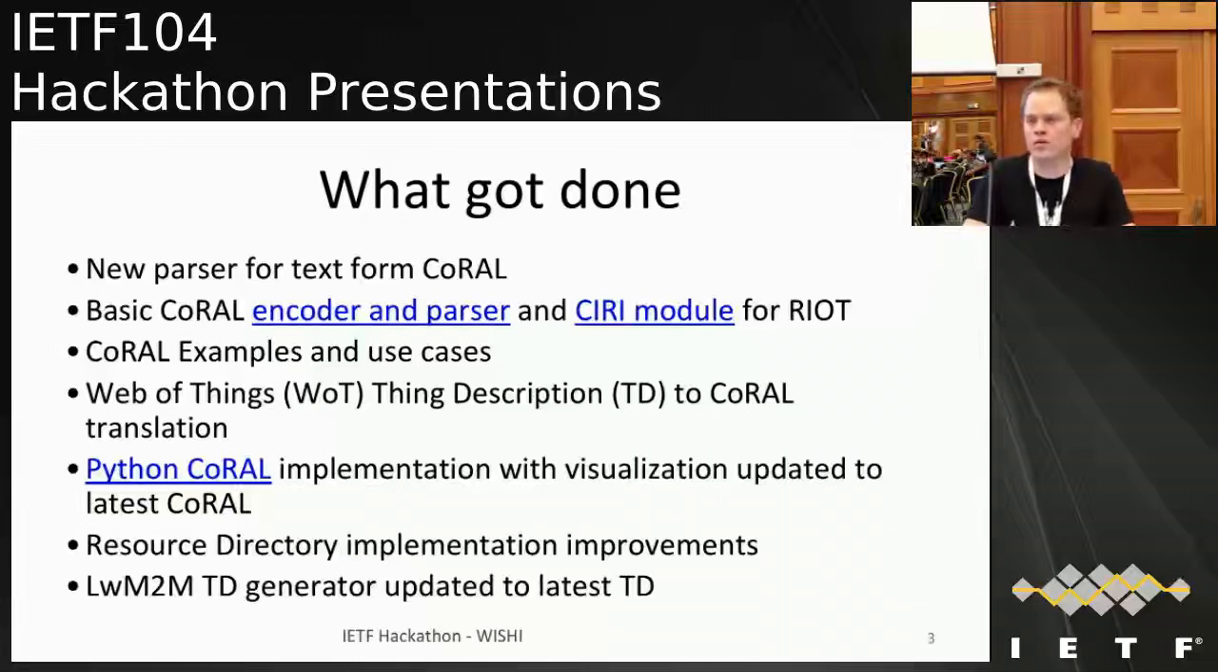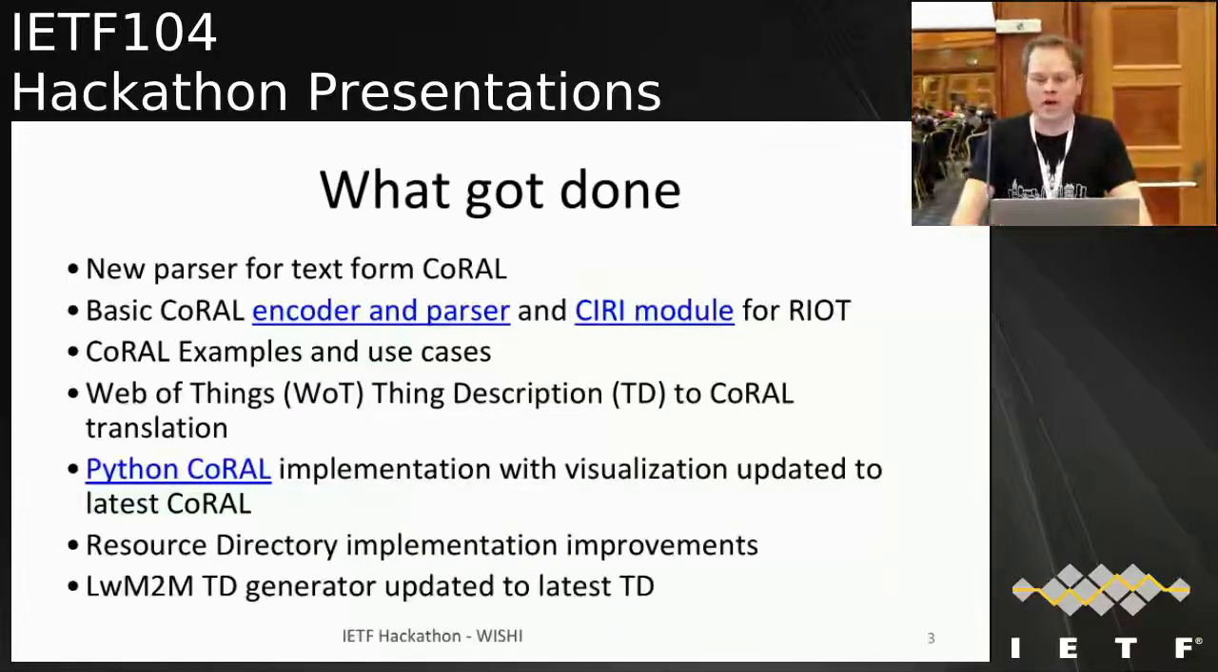And also we're working on this translation from Web of Things Thing Descriptions to CoRAL, because those two technologies are highly related but have slightly different use cases. We wanted to see how you can go from one to another. Also, there is a Python CoRAL implementation, which was now updated to the latest version of CoRAL, and also now has a nice visualization engine, so you can make CoRAL more human-readable in some cases. Also, there was some work on improving Resolve directly implementations, and also making the Thing Description generator that we have been using in the previous hackathons use the latest version of Thing Description and be more compatible with the rest of the ecosystem.